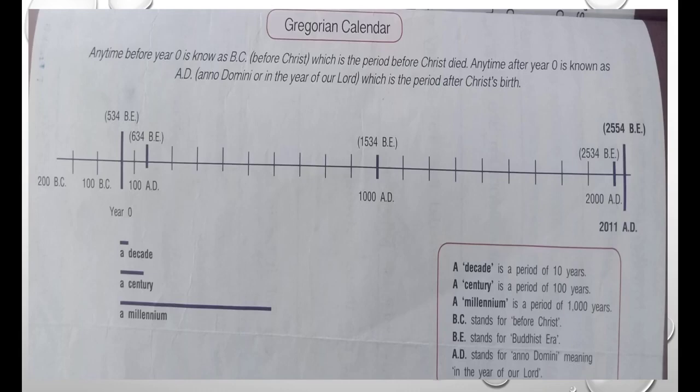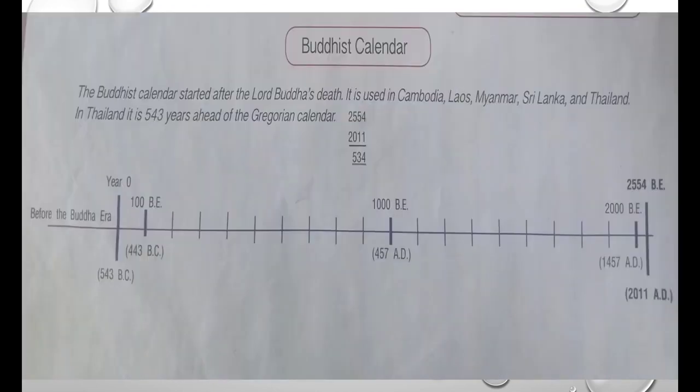2011 AD. In the Gregorian 2011 AD, the Buddhist calendar has 2554 BE. And in the next diagram, it refers to the Buddhist calendar. It relates to Buddhism. It has 543 years ahead of the Gregorian calendar.